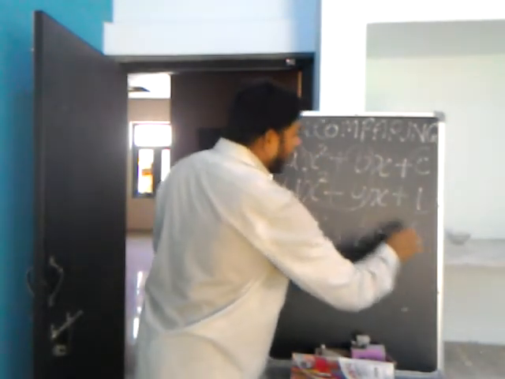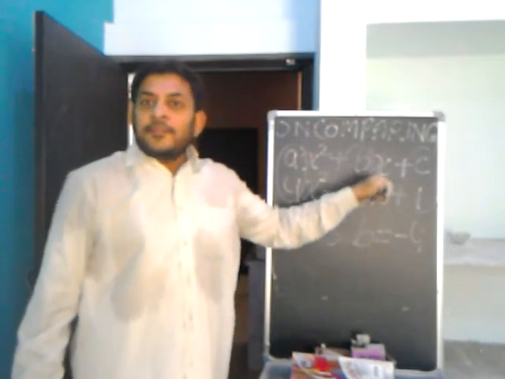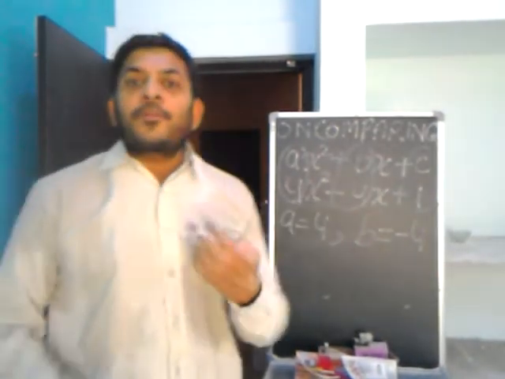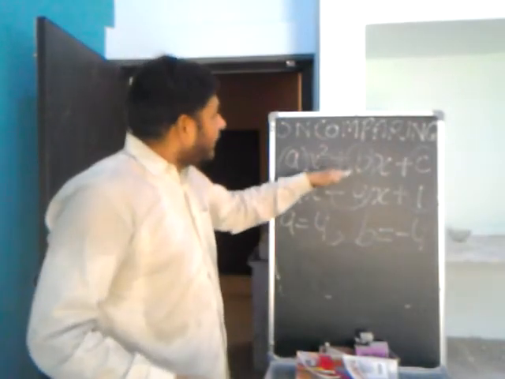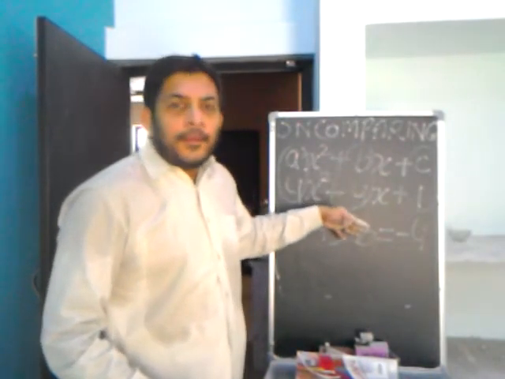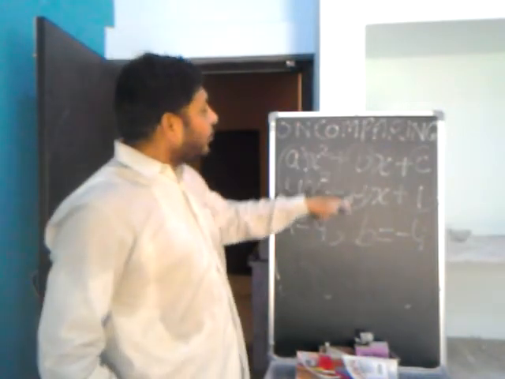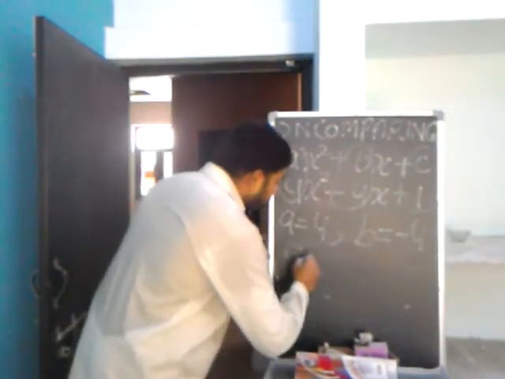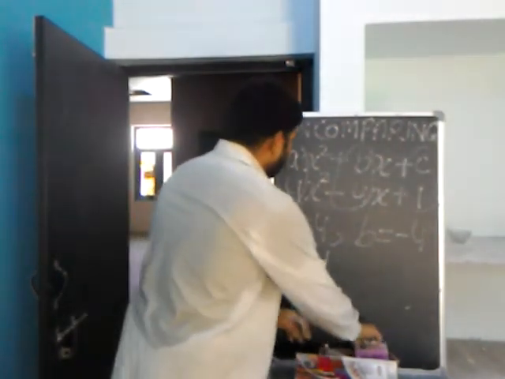B is equal to minus 4 because this sign is plus, so x is my good boy or my good child, and this is his or her bad company, which is negative. I have told you. So this negative sign goes with b, and c is equal to 1.